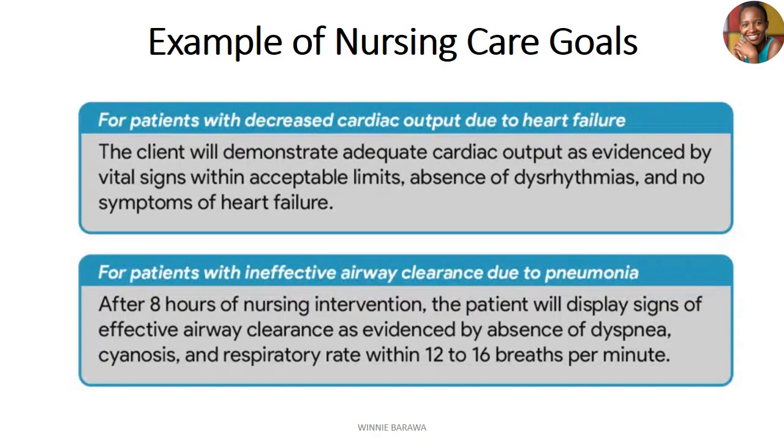Then the other example is of a patient who has ineffective airway clearance due to pneumonia. This one says after 8 hours of nursing intervention, the patient will display signs of effective airway clearance as evidenced by absence of dyspnea, cyanosis, and respiratory rate within 12 to 16 breaths per minute. This is also good. There's more observed here than in the previous one of cardiac output.